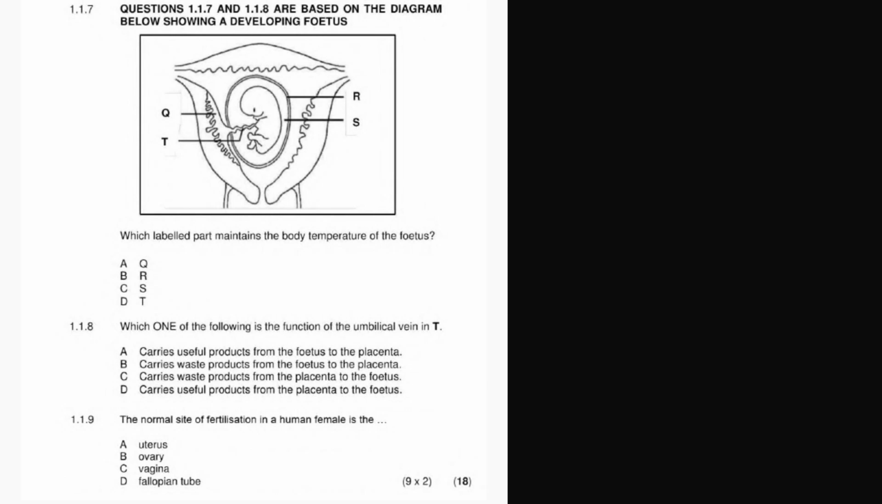fetus. Therefore now we have Q, we have T, we have R, we have S. Therefore now, which labeled part maintains the body temperature of the fetus? Which labeled part maintains the body temperature of the fetus? It is S. Right? Option C, it is the correct option. So it maintains the body temperature of the fetus. It is option S.